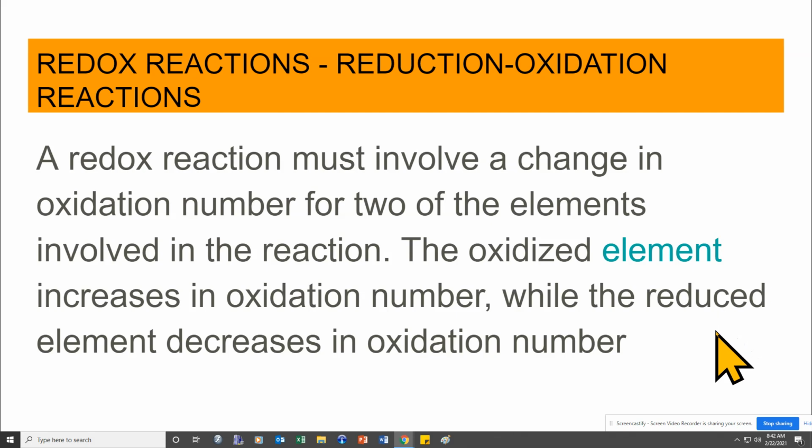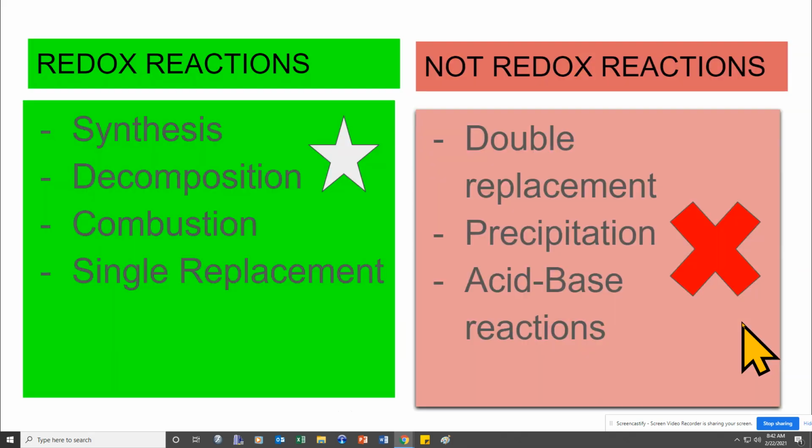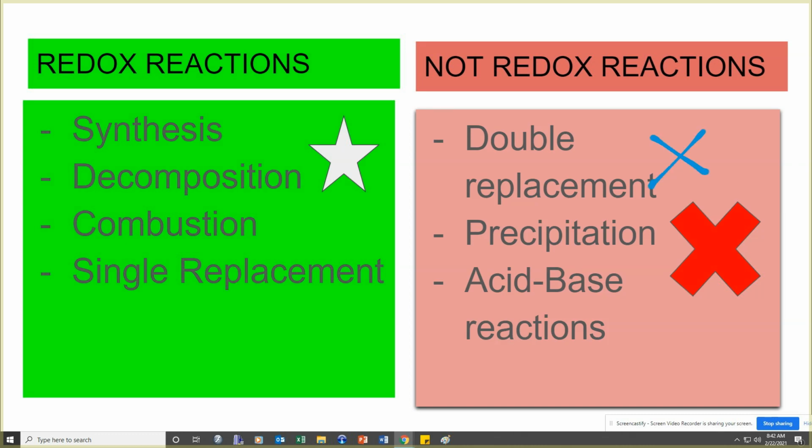But for now, we just need to make sure that when you eyeball this, you know it's a redox reaction. So how do you know that? Well, it's very simple. The following are redox reactions: all synthesis, all decomposition, all combustion, and all single replacement reactions are redox reactions. So what are not redox reactions? Well, double replacement is not redox. Precipitation is not redox, and acid base is not a redox reaction. So don't forget that.